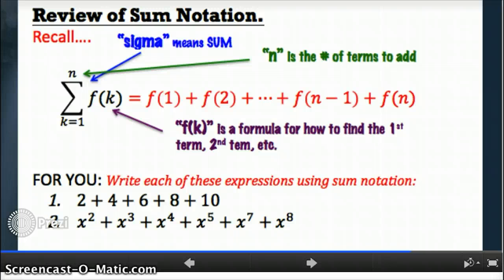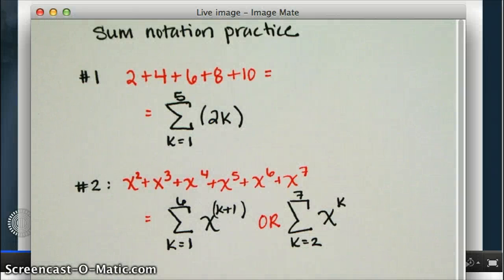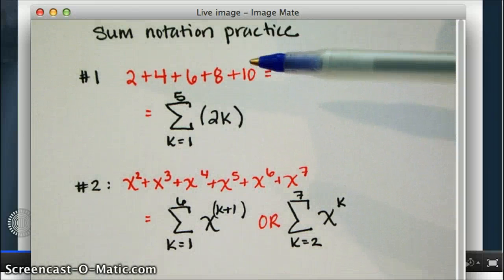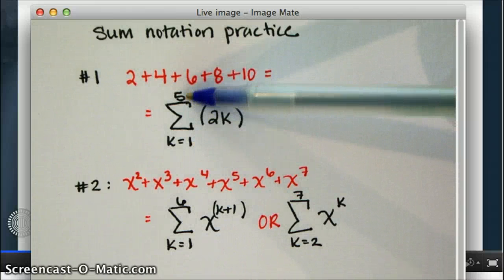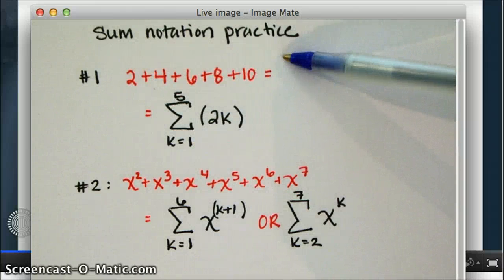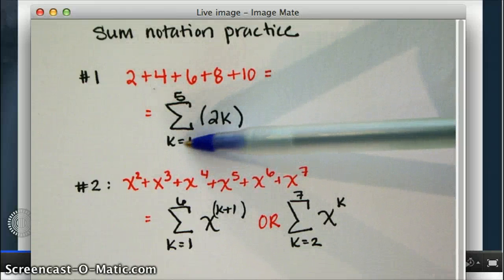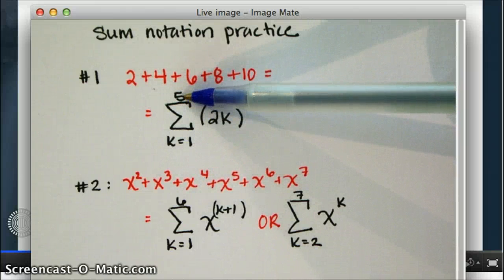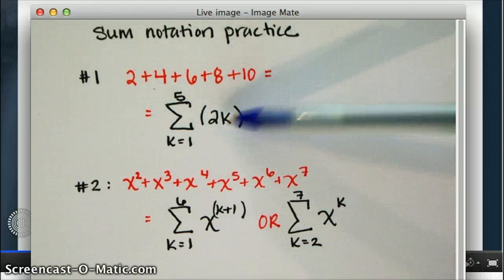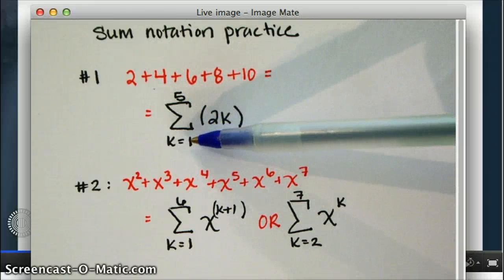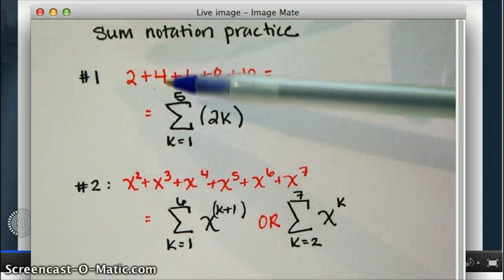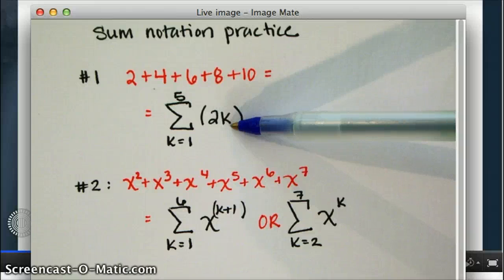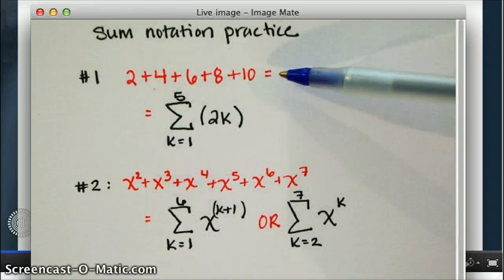So hopefully that wasn't too hard. These are the way that I wrote my answer. And whenever you do sum notation, there's 2 really good quick checks that you can do to make sure you have this done well. First of all, double check that your number of terms is correct. There are 5 terms being added. That should match the number of terms from k all the way up to n. And then also just double check that this formula works. In other words, if I plug in 1 to this formula, 2 times 1, I should get the first number. If I plug in 5 to this formula, 2 times 5, I should get this number. All looks good up front.